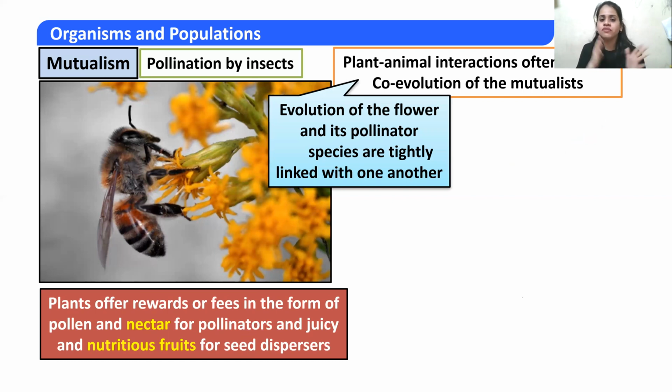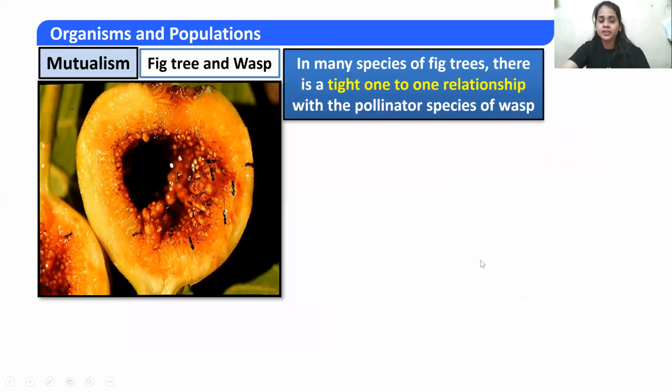So evolution of the flower and its pollinator species are tightly linked with one another. Both the evolution of both the things are very much linked to one another. Another example, very important NCERT example, that is fig tree and wasp. In many species of fig trees, there is a tight one-to-one relationship with the pollinator species of wasp.